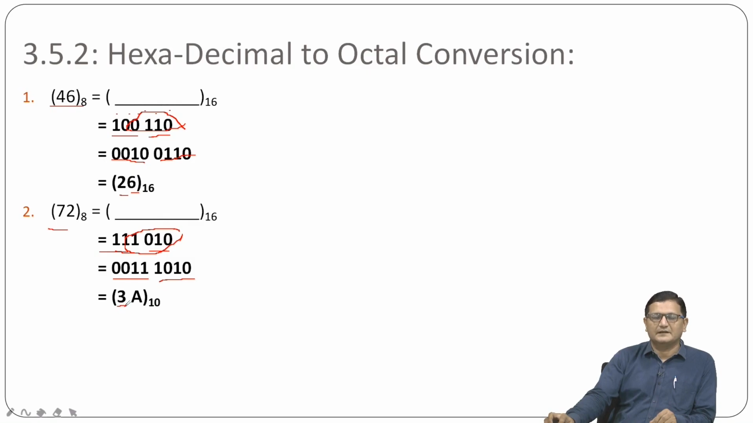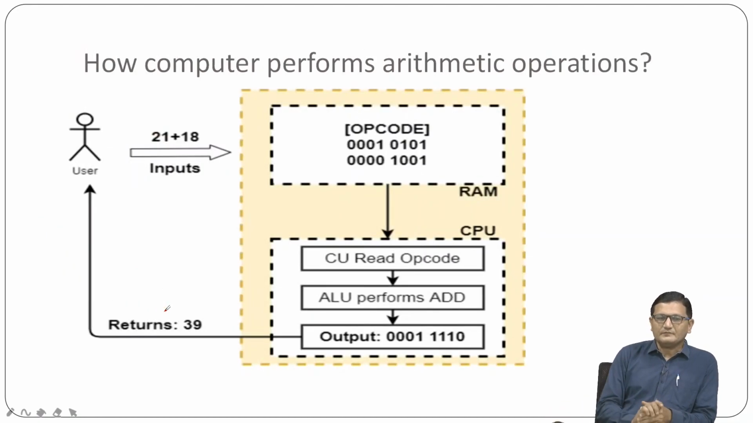0011, it is the binary of hexadecimal 3, right? 1010 is actually the binary of 10, but 10 we write by the symbol A, right? So this is again the hexadecimal number of the given number, right? This is not 10, this is 16. Okay. Now see, we will try to understand how the computer is actually processing the thing, right?